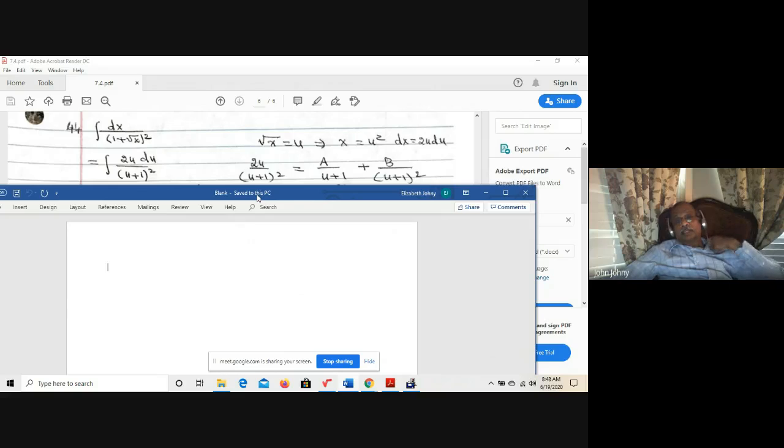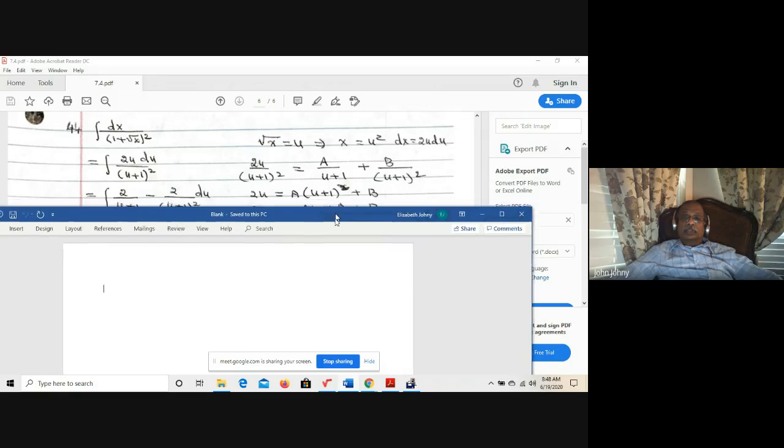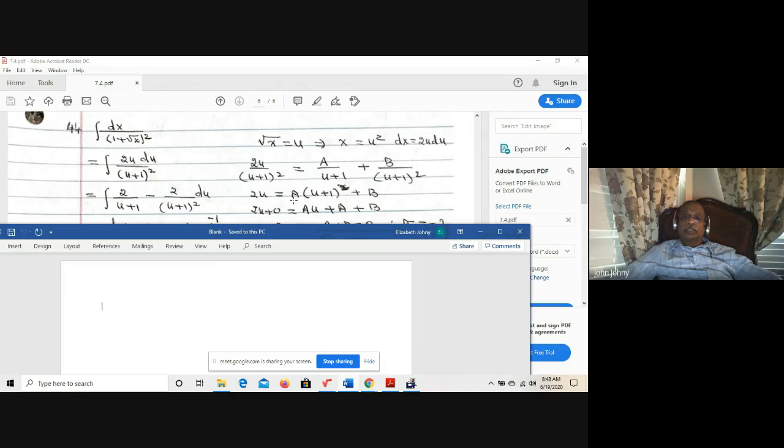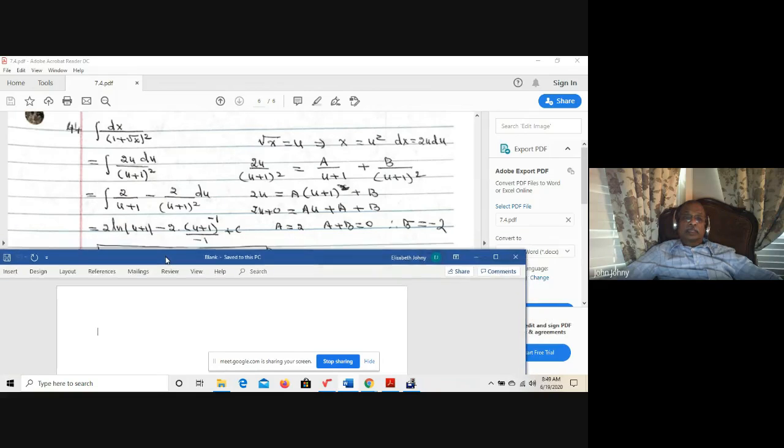2u over u plus 1 the whole square. So a over u plus 1 plus b over u plus 1 the whole square. Multiply by the LCD, you get 2u is equal to a times u plus 1 plus b. So that is 2u plus 0 is au plus a plus b. So a is equal to 2, a plus b is equal to 0, b is negative 2. So this becomes 2 over u plus 1 minus 2 over u plus 1 the whole square.